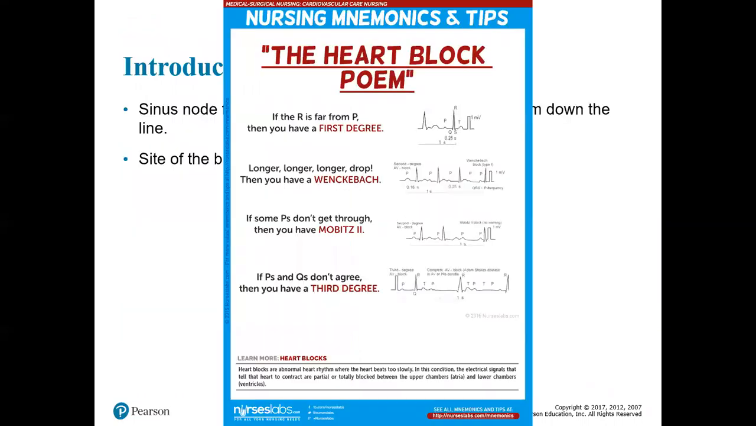Here we're going to start out with a little poem about the AV block. And it says, if the R is far from P, then you have a first degree. Longer, longer, longer drop, then you have a Winky block. Okay, see our PR interval getting longer. If some P's don't get through, then you have a Mobitz 2. If the P's and Q's don't agree, then you have a third degree. That's just a cute little poem. You guys can memorize it if you like.